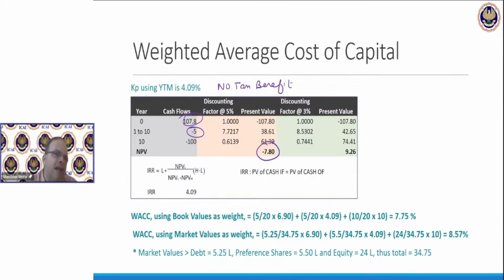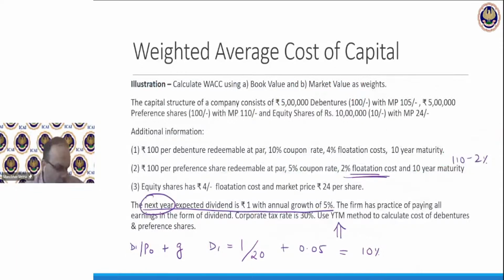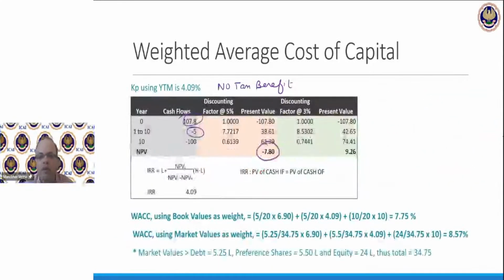So guys, we have calculated the cost of equity, cost of debt, and cost of preference shares. What's next? The requirement, look at the top, was to calculate the WACC using book value and market value weights. Now what's the book value, guys? Debentures 5 lakhs, preference shares 5 lakhs, and equity shares 10 lakhs. Amazing. 5, 5, 10. So looking at 1:1, 1:2, so 1/4, 1/4, half. And that's what we are doing using the book values.